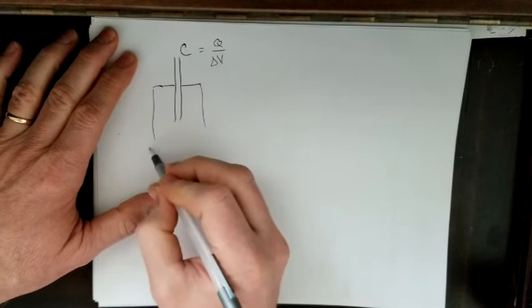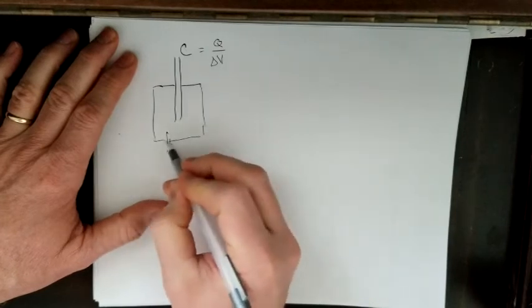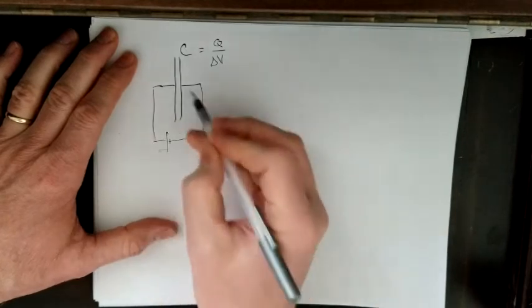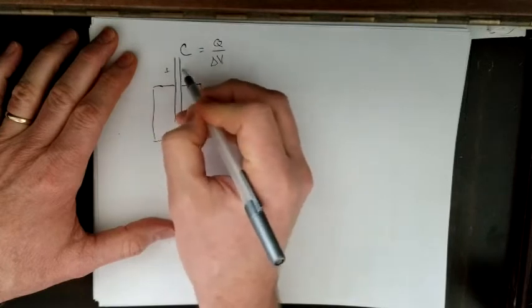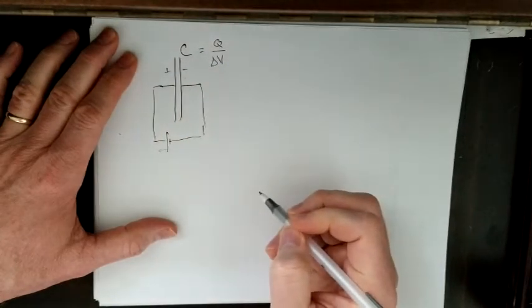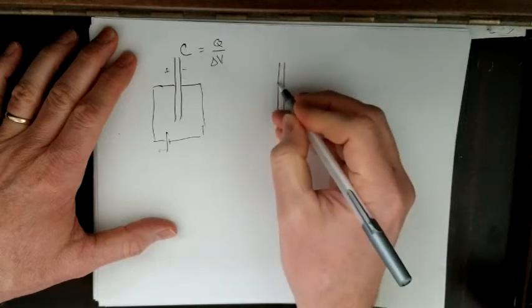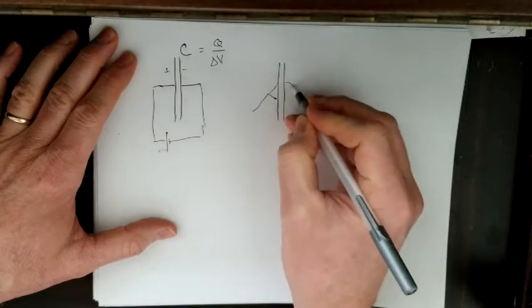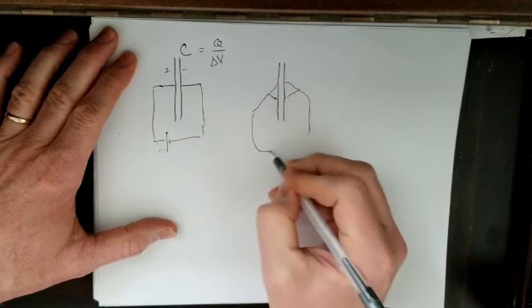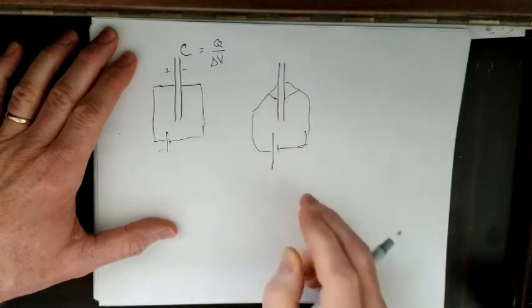And the delta V, let's throw a power supply in there. So whatever the potential gain is here, I'm going to lose that much potential. This will be the positive and negative sides of the capacitor. And now I've changed the configuration. I still have the same plates. All I do is I just now have two wires hooked to the same power supply.